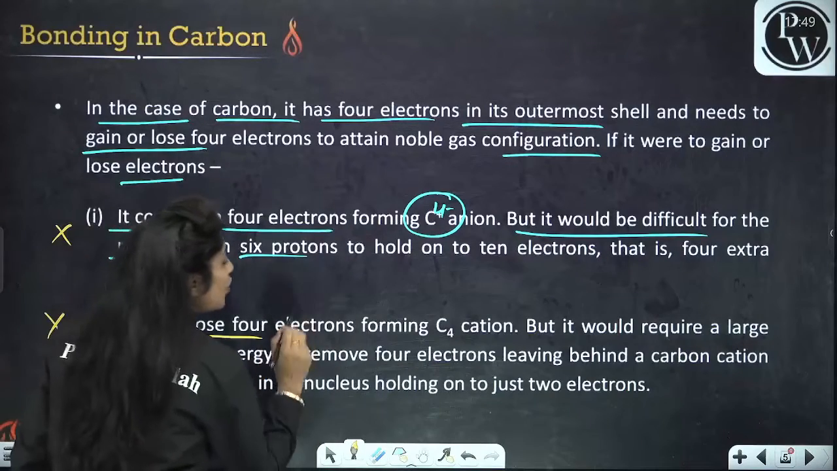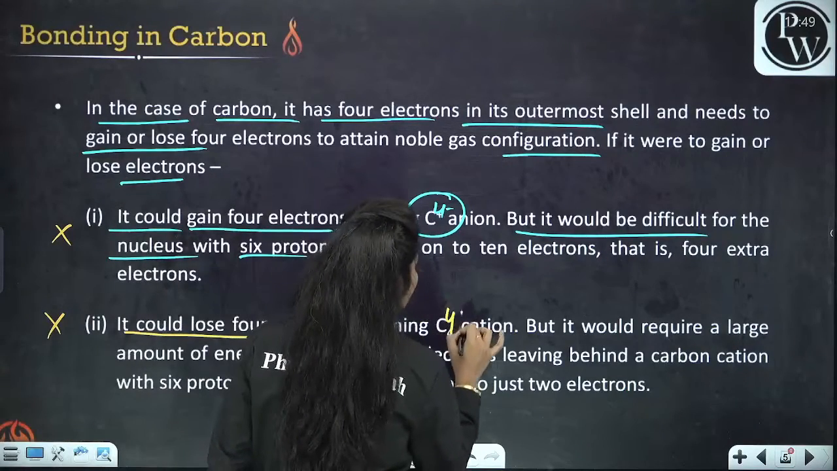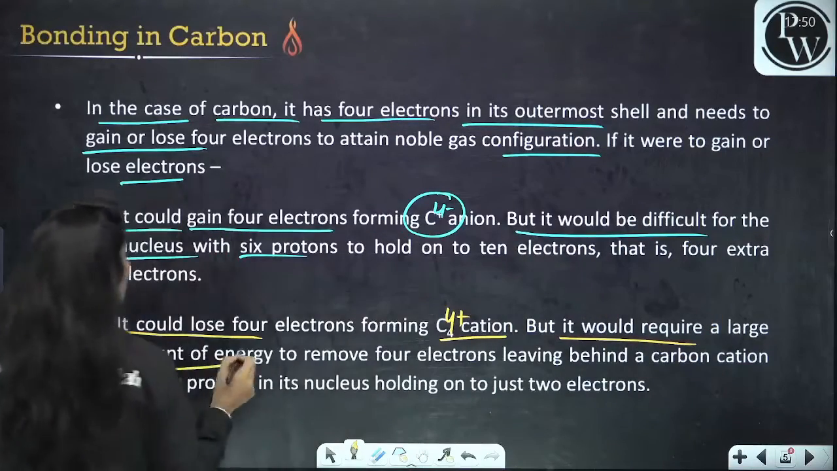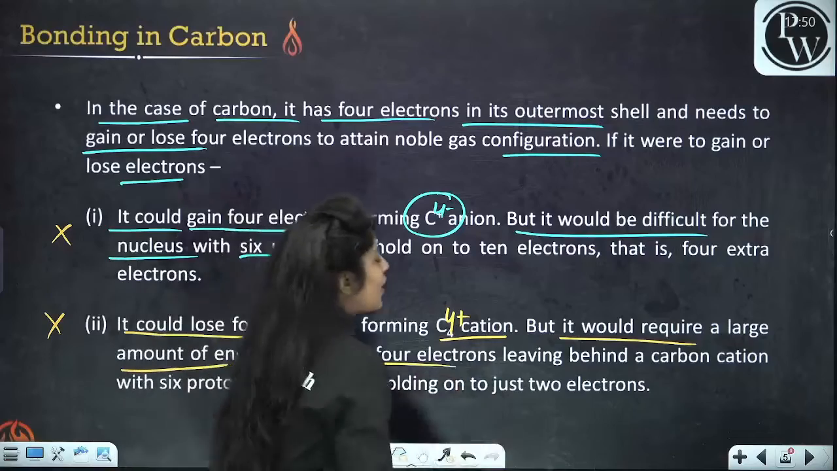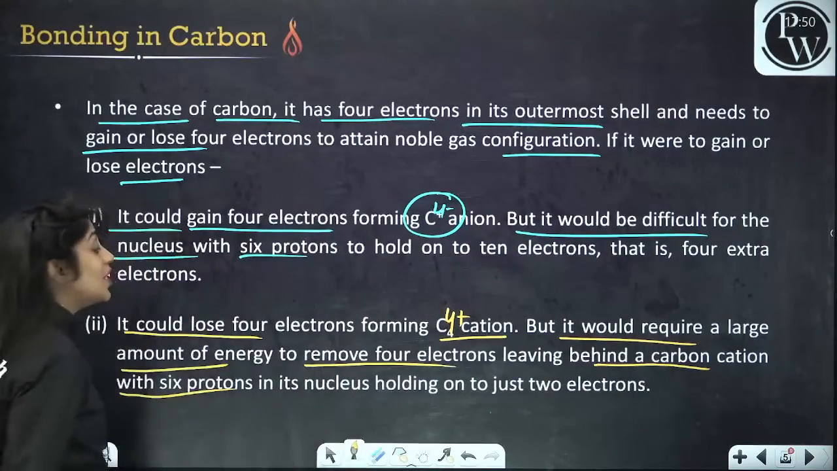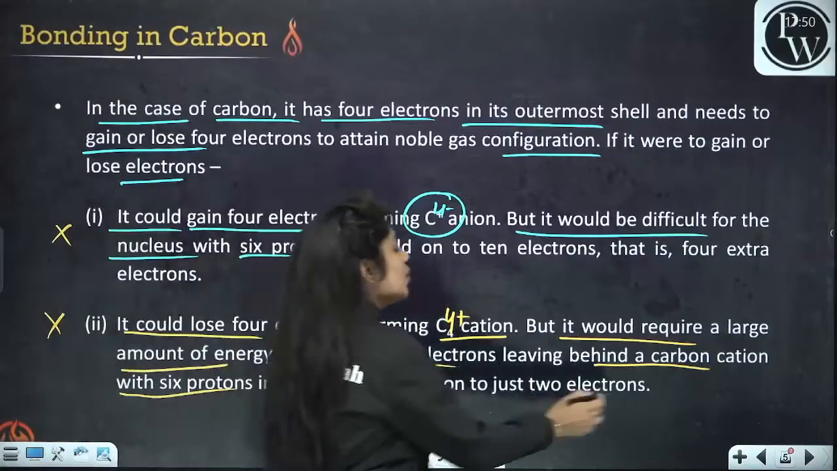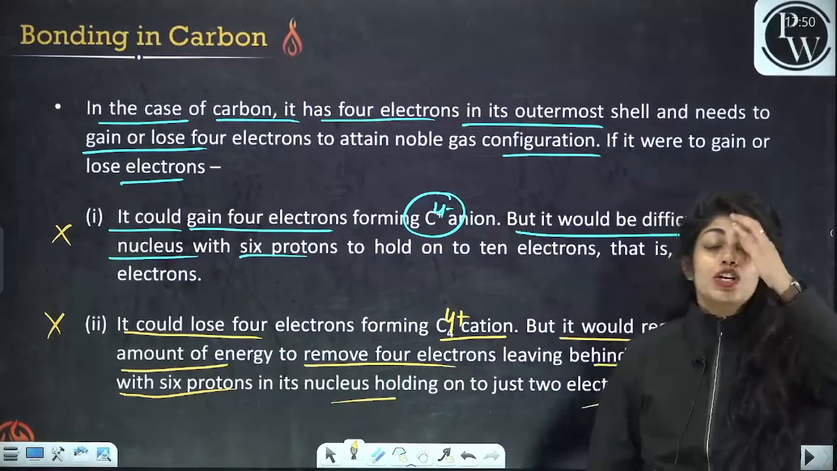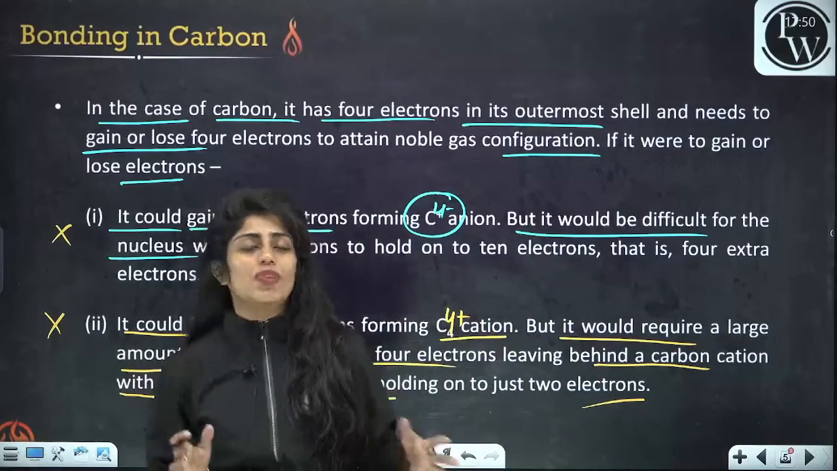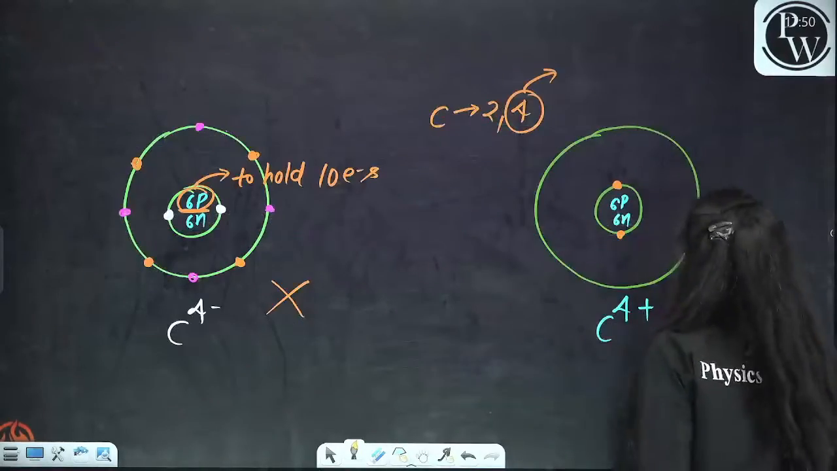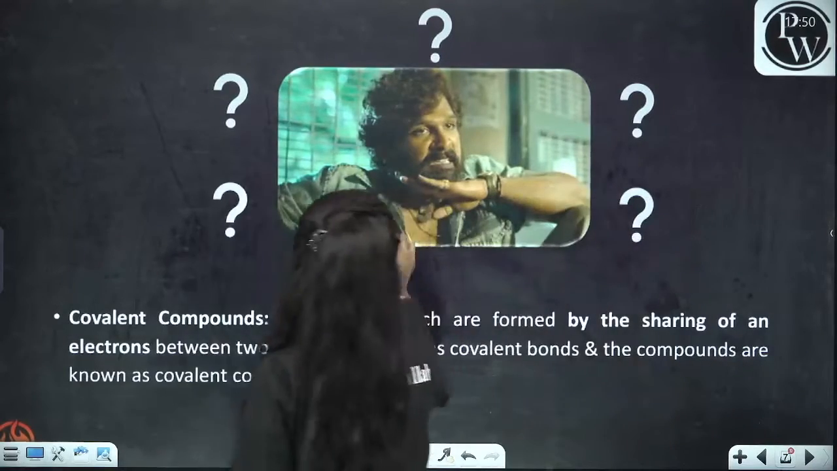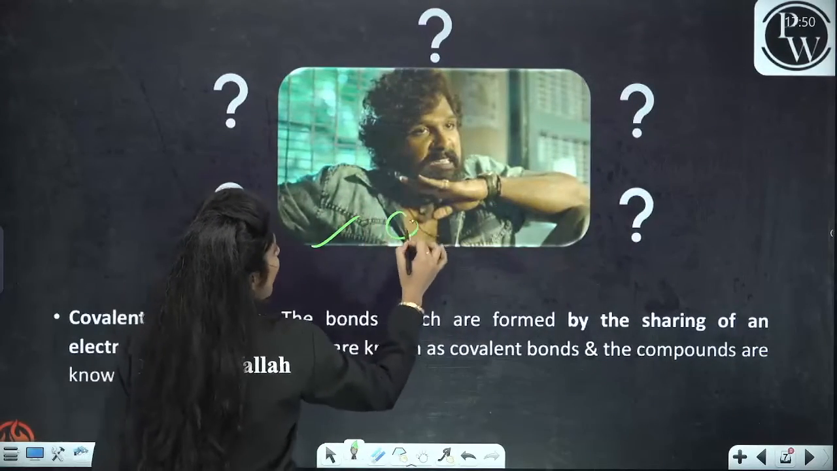It could lose 4 electrons forming a C4 positive cation, but it would require a lot of energy to remove the 4 electrons, leaving behind a carbon cation with 6 protons in its nucleus holding only 2 electrons. So both the cases are denied, both the cases are invalid. So what is carbon supposed to do? Carbon, you can check, this is your carbon right now.